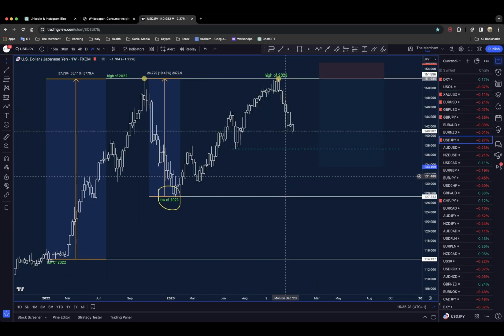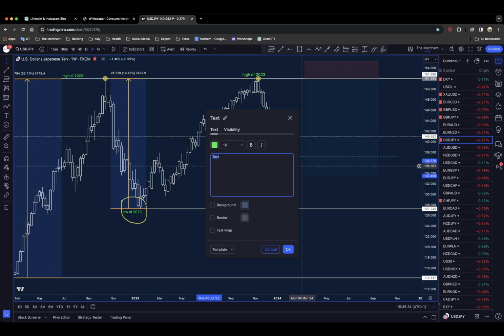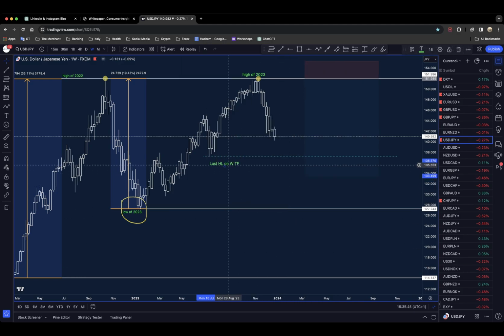Okay. And here, obviously, we have the last higher low on the weekly time frame, which is actually a very strong one. And then we need to see what the price will do from here, and based on that we will start to think about what to do next.